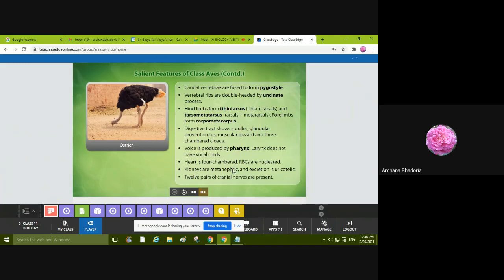And heart, now you remember, complete separation is there, so it is a four-chambered heart. RBCs are still nucleated. Kidneys are metanephric and excretion is uricotelic. Uricotelic means they need the least amount of water. They have to fly in the air, so the body cannot store water. Is it clear? So they show uricotelism. 12 pairs of cranial nerves are present. Noted? Should I change it, children? Yes, ma'am.